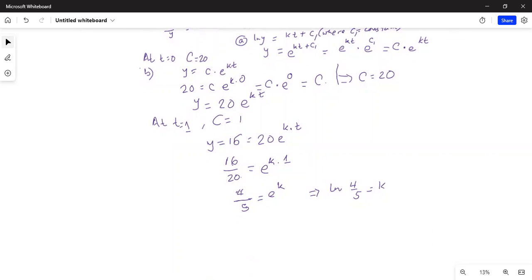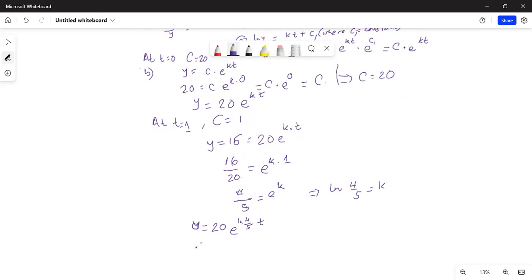Okay, so now we can write the expression for y. y is equal to 20 e to the power of ln 4 over 5, substituting the value of k, times t. Okay, and this is the expression for y.